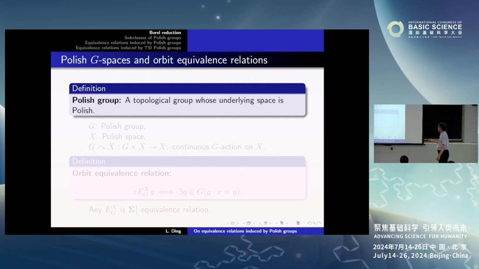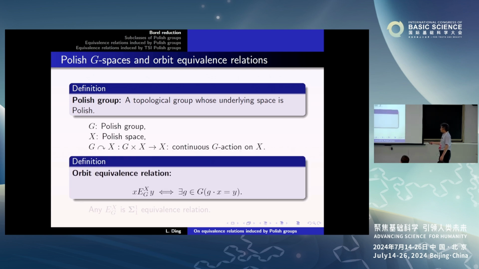Now, a topological group whose underlying space is Polish means the topology on this group G is a Polish space. Now, given a Polish group and a Polish space, we can define an action. Given an action of G over X, an action is a mapping from G times X to X. If we're given a continuous G action on X, then we say X is a Polish G space.